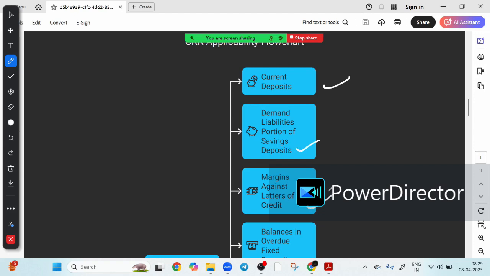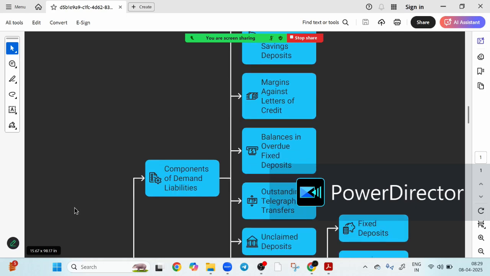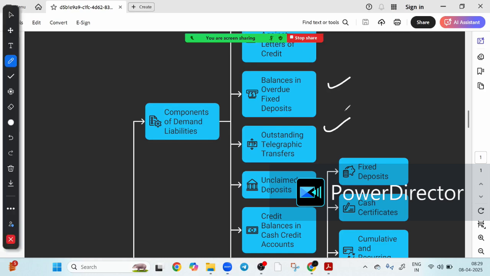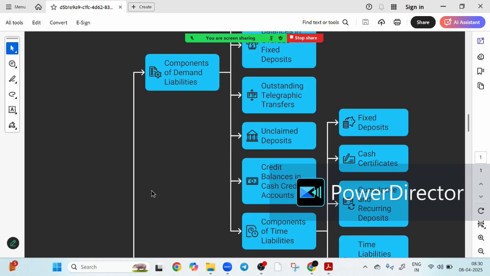It includes the margin held against letter of credit. So you must remember what the portions of demand liability are. Whatever margin is held against a letter of credit is a part of demand liability. Balance in the overdue fixed deposit account is a part of demand liability. Outstanding telegraphic transfer, demand liability. Unclaimed deposit, demand liability. Credit balance in cash credit account. See, credit balance, not cash credit balance, credit balance. So these are the demand liabilities. A question may be asked: which of the following is a kind of demand liability? You must know it. Now, these make up the core of day-to-day liquidity with the bank.